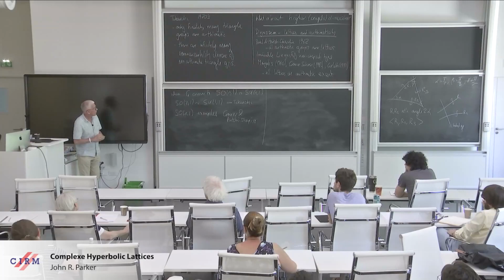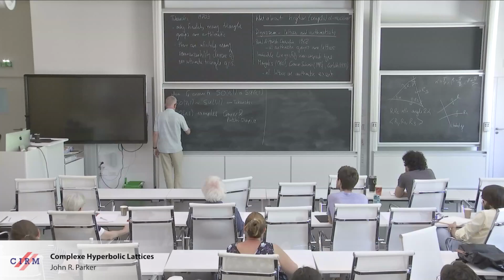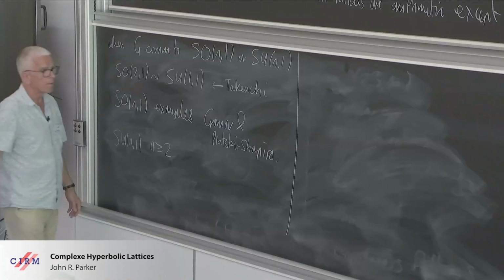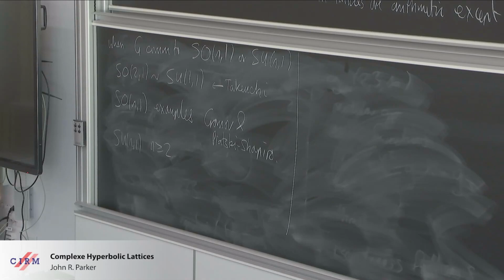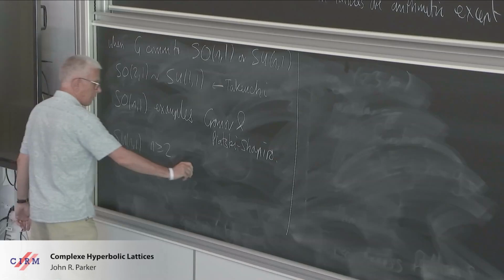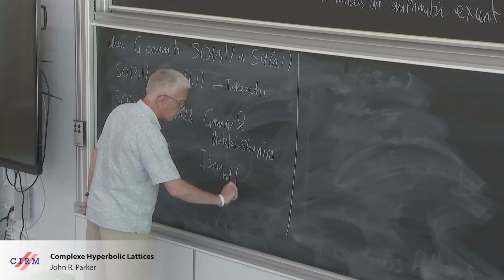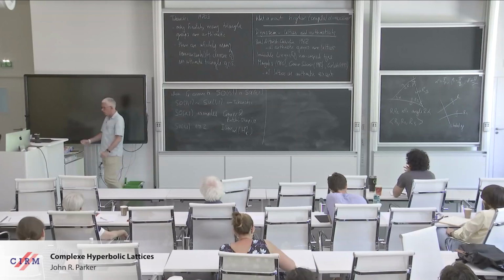Okay, so that just leaves the case of SU(n,1) for n bigger than or equal to 2. And that's where we're going to focus ourselves. And remember that this is essentially the same as the holomorphic isometries of H^n_C. So I'm going to start to use geometry a little bit more.